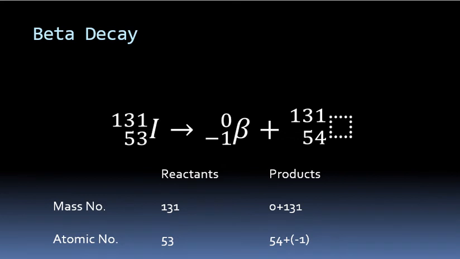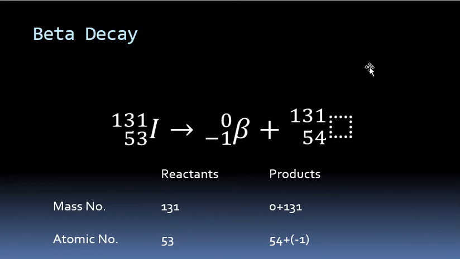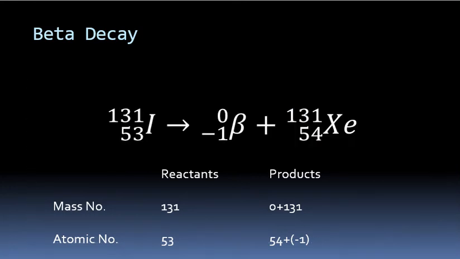Now, if we go to our periodic table, we see that 54 represents the element xenon. So, cool, a noble gas. Therefore, we can fill in the identity of our unknown as xenon. And there we go.